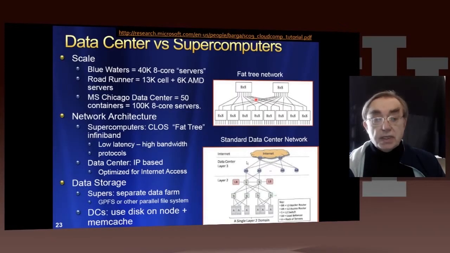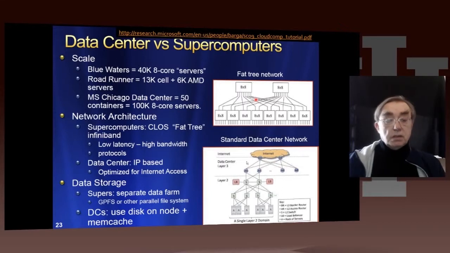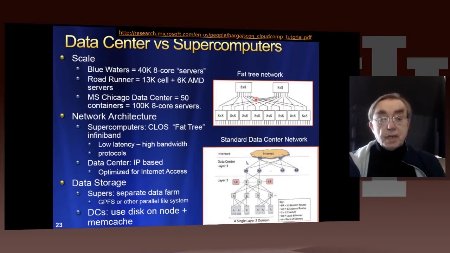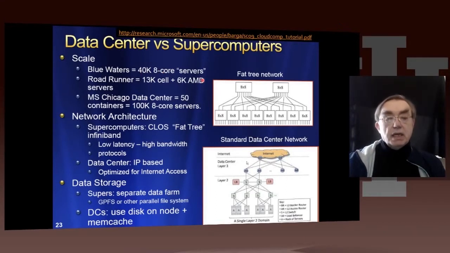Here's some more details, a comparison between data centers and supercomputers. So we have 100K servers in Chicago cloud, and that's actually 2,000 servers per container. A little different from the estimate I gave before. I think I said up to 1,000. So this is 2,000. And Blue Waters, which is another supercomputer I gave you, Sequoia, which was 50K.